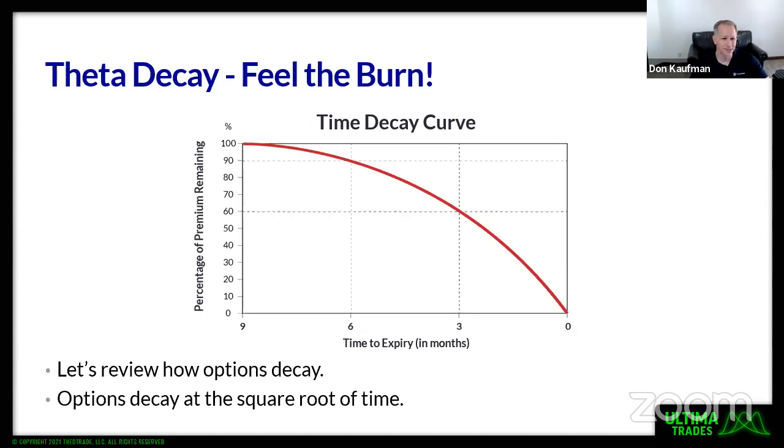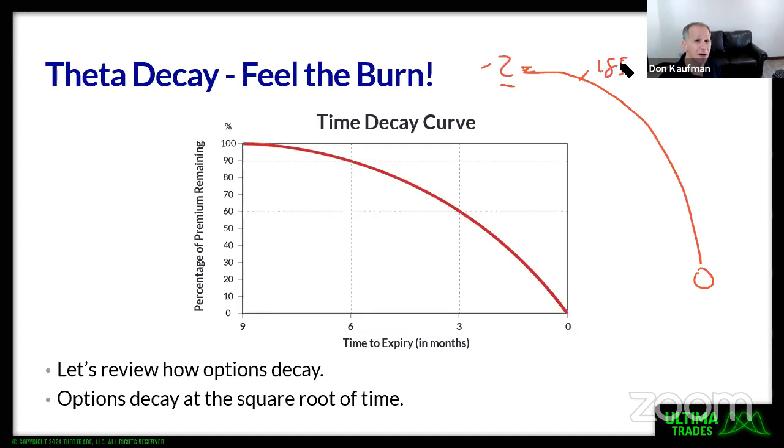Basically what I'm saying here with options decay is you go out and you have some option, and that option, for instance, is trading for $2. And sooner or later, the option's trading for zero. But what happens is it decays exponentially. So you paid $2 for it, and maybe a week later it's still trading for like $1.85. You're like, I'm okay.